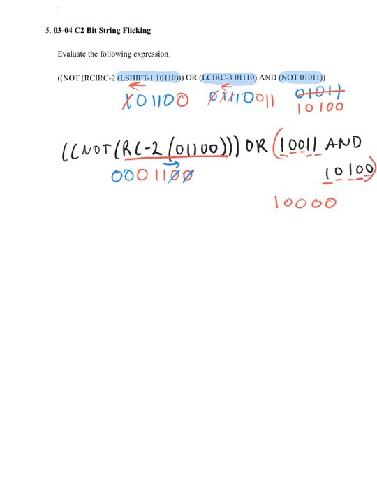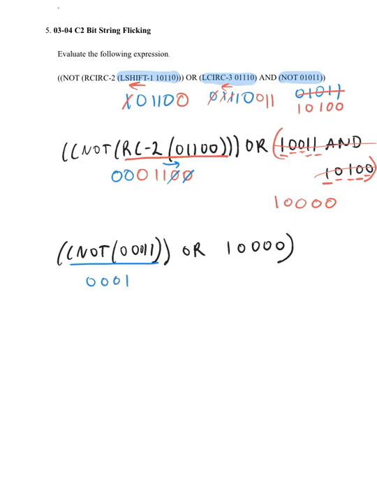So now we can rewrite the expression again. It's getting simpler. We have not 0, 0, 0, 1, 1. Or 1, 0, 0, 0, 0. So now we can do the not, and all of the digits are just going to become their opposite. So 0, 0, 0, 1, 1 will turn into 1, 1, 1, 0, 0.